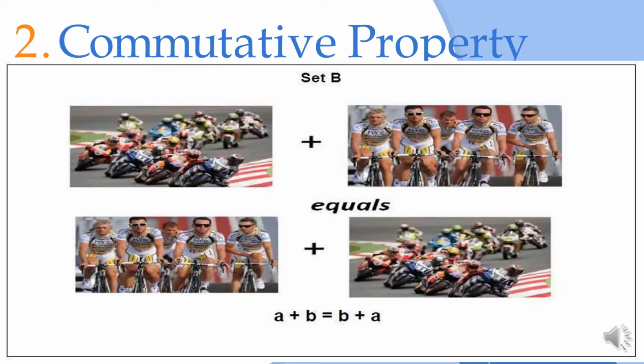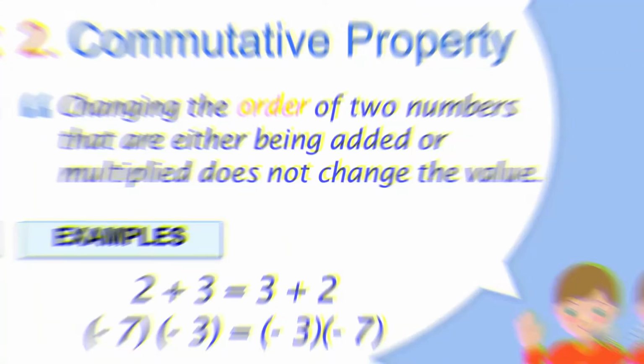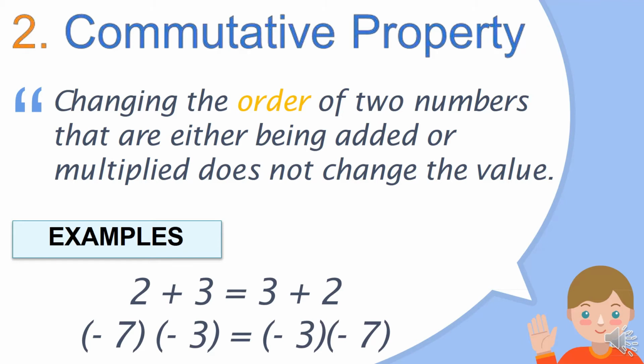And the second property is the commutative property. How about the images? What happened to the images? We can say that the property is commutative if there is changing of orders of two numbers that are either being added or multiplied but does not change the value.